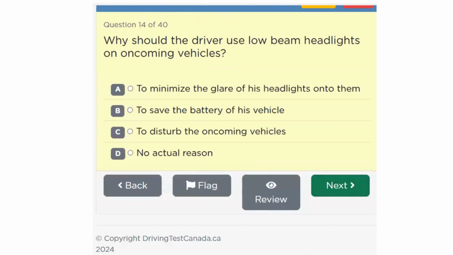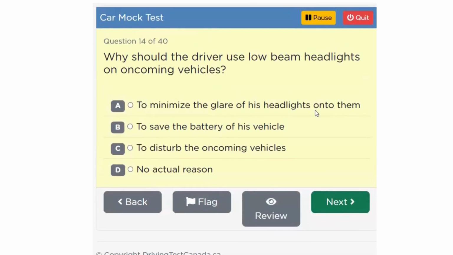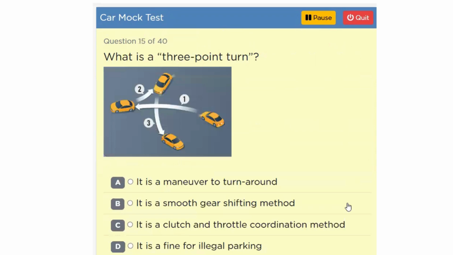Why should the driver use low beam headlights on oncoming vehicles? I think this one. To minimize the glare of his headlights onto them. What is a 3-point turn? It is a maneuver to turn around.